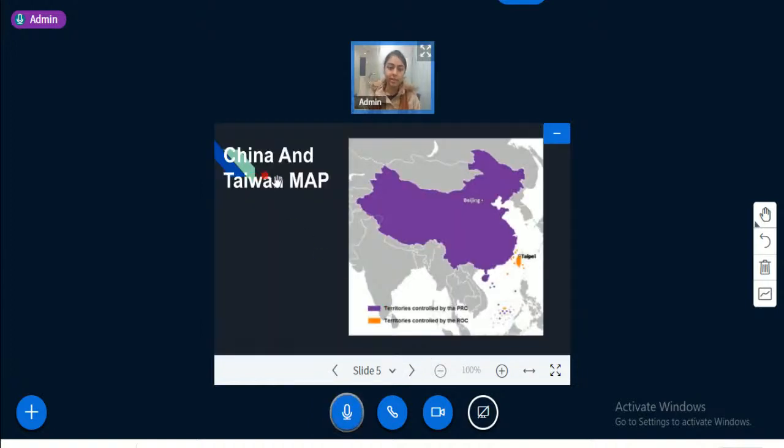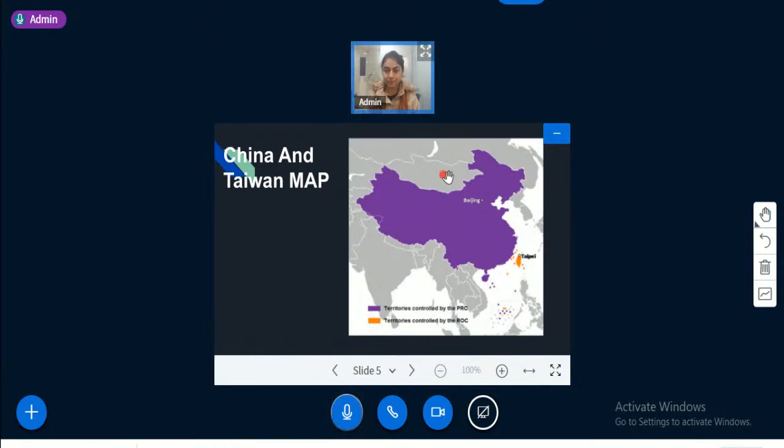Okay, China and Taiwan. Here it is China, and this small island that you can see in yellow color is Taiwan. You must know one thing: though we call it China and we call it Taiwan, the official name of this land is People's Republic of China, that is PRC, and this yellow area is Republic of China. Its official name is this. Yes, Republic of China, not Taiwan.